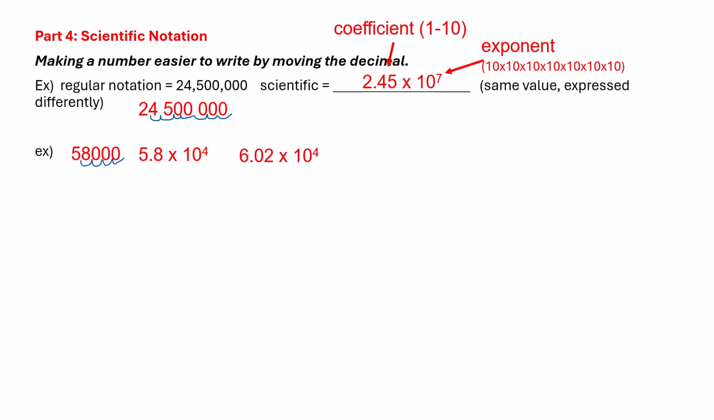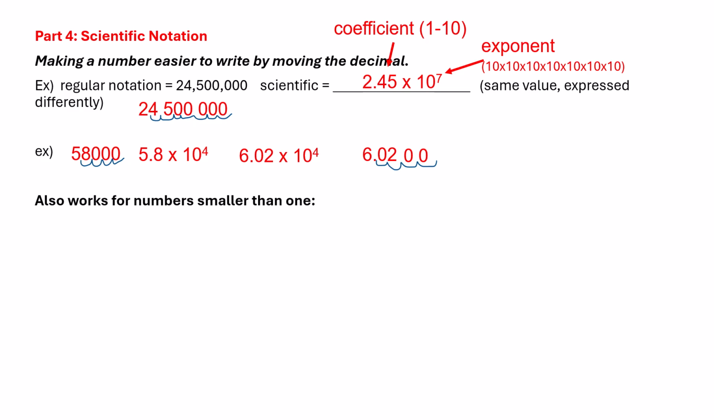We can also move the decimal the other way if the number is already in scientific notation. So 6.02 times 10 to the 4th power. If we start with 6.02 and we move it to the right this time, 1, 2, 3, 4 times, and then fill in zeros as placeholders, we get the number 60,200.